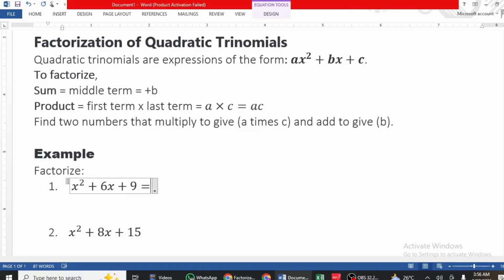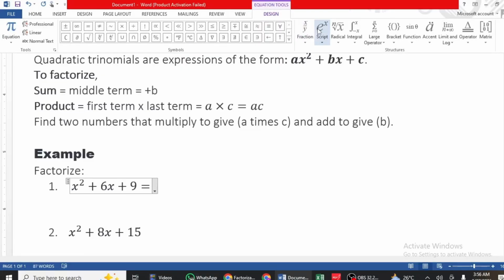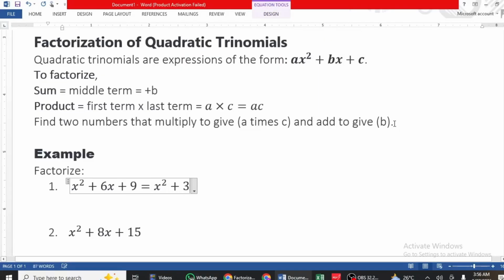And the two numbers are plus 3 and plus 3. Therefore, you will use the two numbers to replace the one in the middle, and your expression now will be x squared plus 3x plus 3x. That is, you have used 3x and 3x to replace the one in the middle.